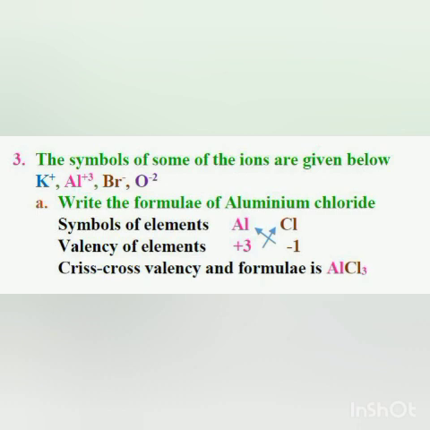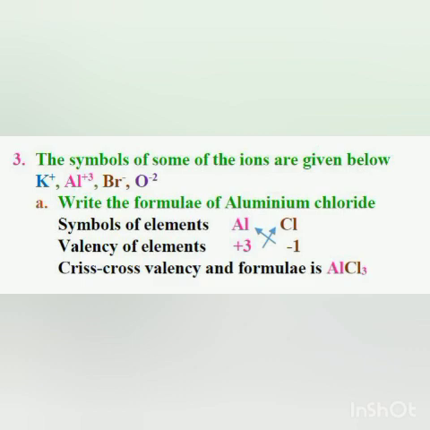Now we will write the valencies of the elements. So what is the valency of aluminium? That is plus 3. How did you come to know? Because here it is given on top of the aluminium element, plus 3. Okay. Now the valency of chlorine is minus 1. So when we crisscross the valencies, we will get Al1, Cl3, and 1 we don't consider. So we will get the formula AlCl3.